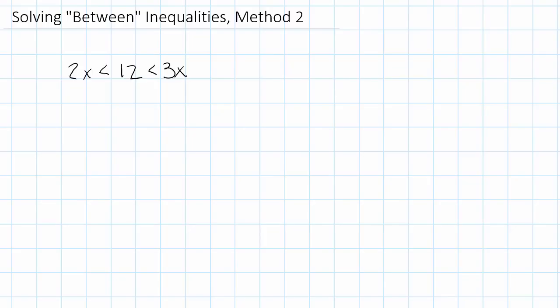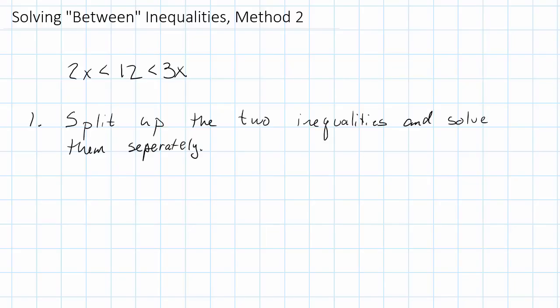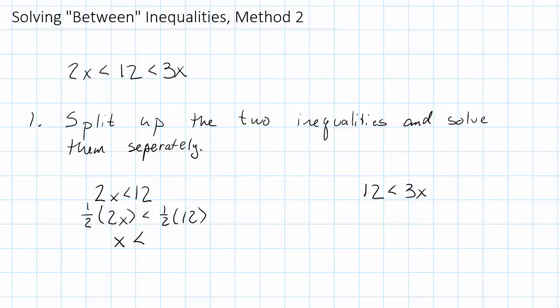As our first step, we'll split up the two inequalities and solve them separately. So we have 2x is less than 12, and we have 12 is less than 3x. So let's see. The inequality on the left, I want to multiply both sides by a half, and I'll get x is less than 6. The inequality on the right, I want to multiply both sides by a third, and I'll get 4 is less than x.